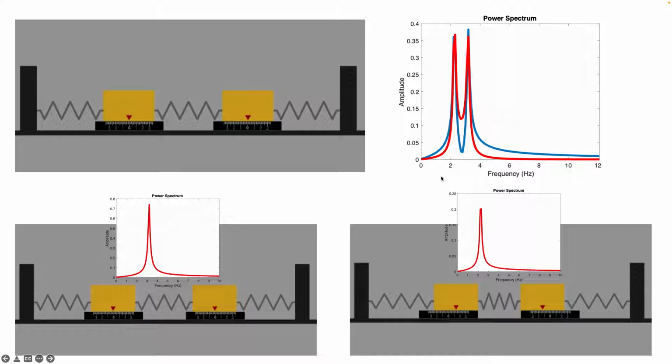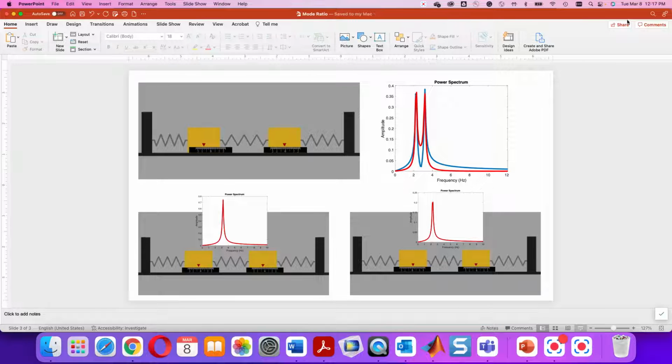So what is the theory behind this? Let's look at it all together. I will continue with my notes.